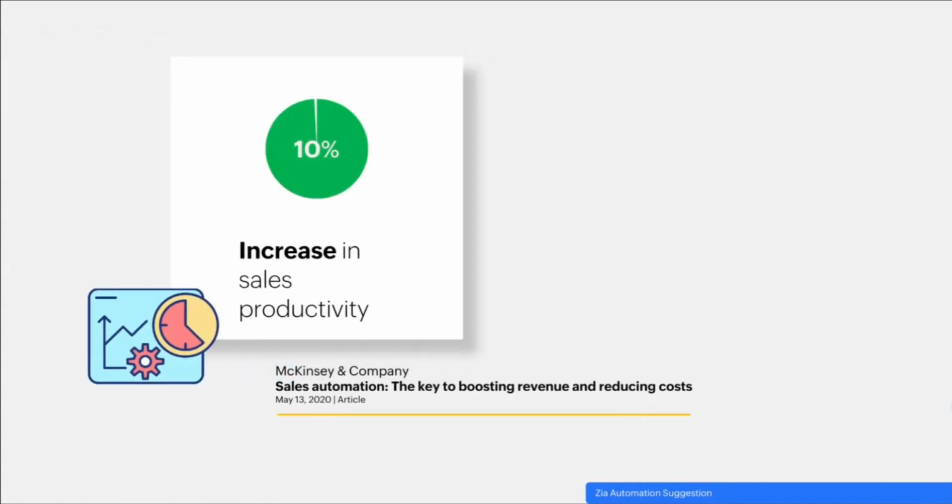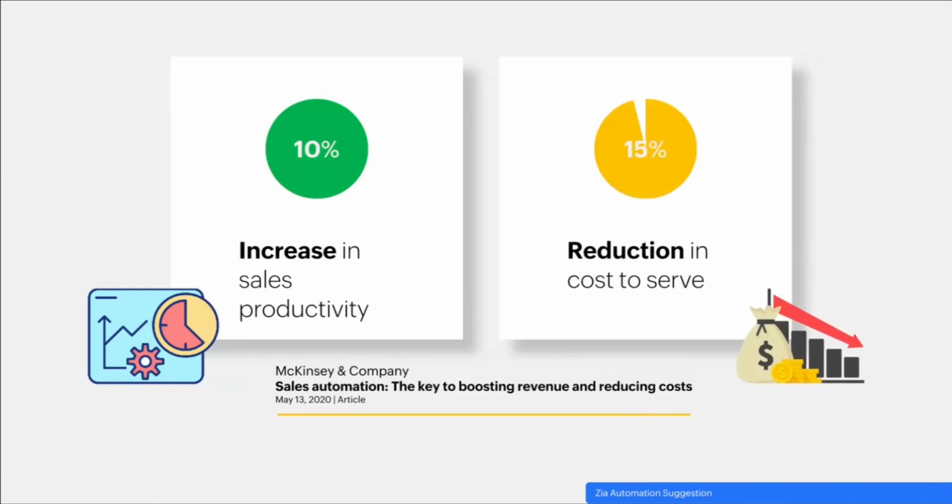So, an article by McKinsey cites an example of a global industrial company that achieved a 10% increase in sales productivity and a 15% reduction in the cost to serve by implementing sales automation solutions.